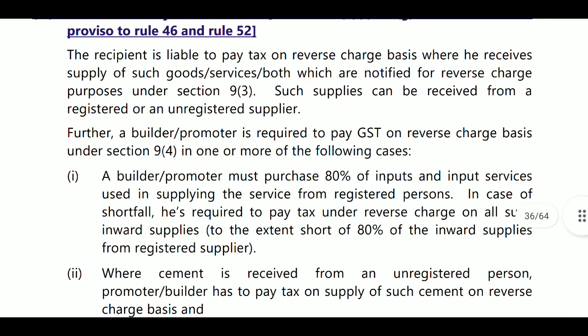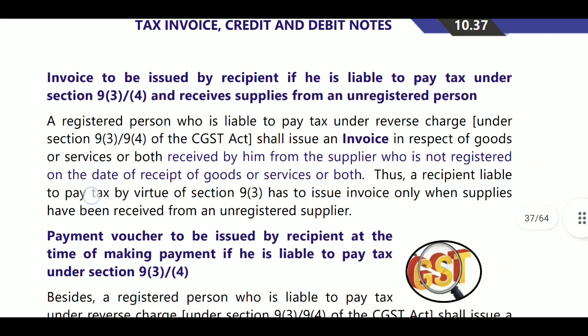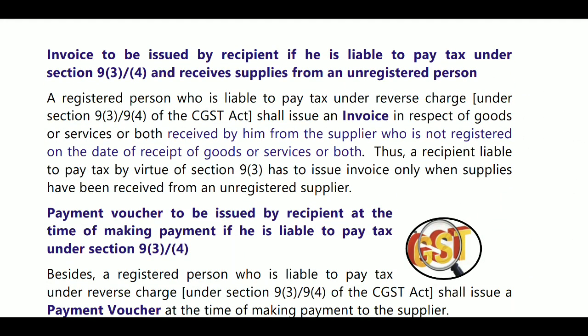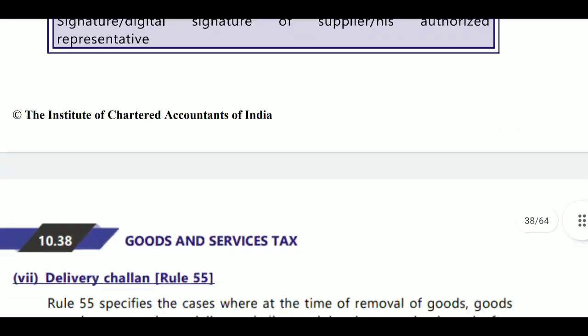That is the case provided here. 9(4) was related to the promoter. 9(3) is related to some reverse charge basis. Next, an invoice is to be issued by the recipient if he is liable to pay tax under 9(3). These are all the payment voucher related information.